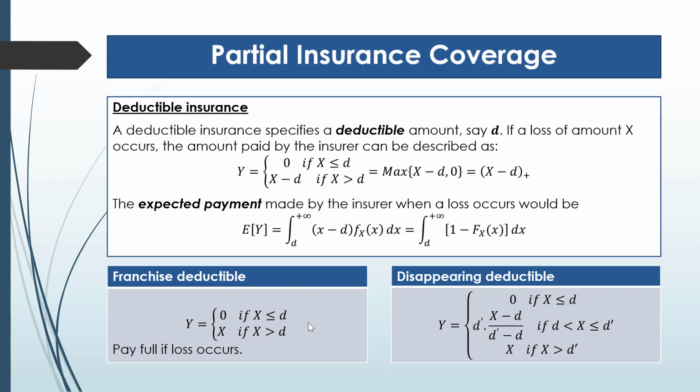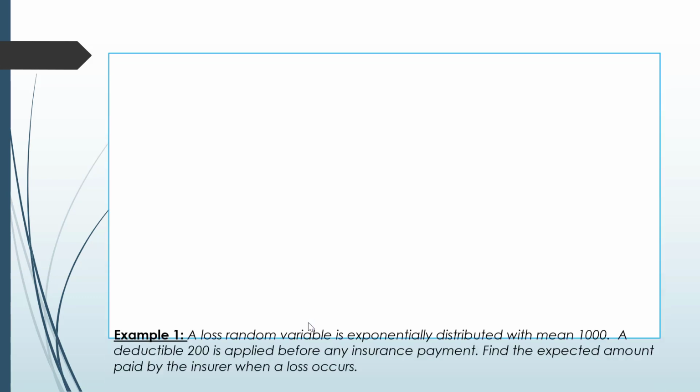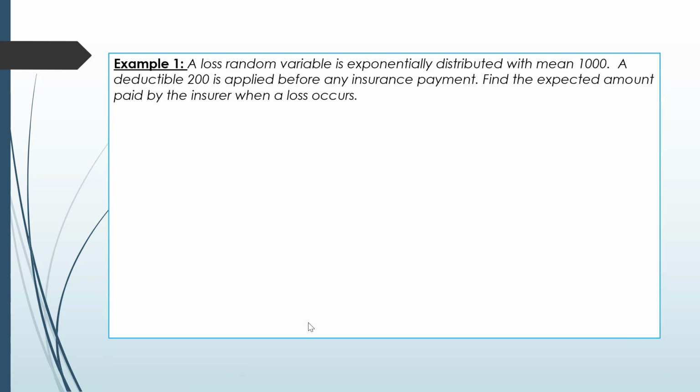Example: a loss random variable is exponentially distributed with mean 1,000. A deductible of 200 is applied before any insurance payment. Find the expected amount paid by the insurer when a loss occurs. So here, this is a partial insurance coverage using a deductible of 200.